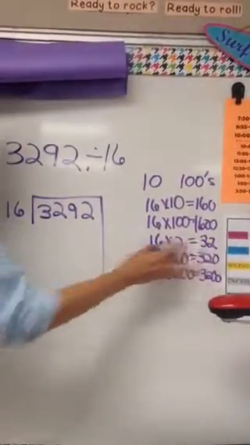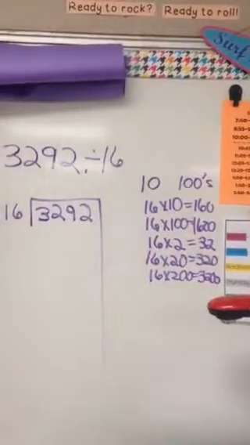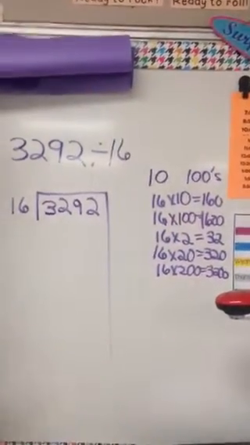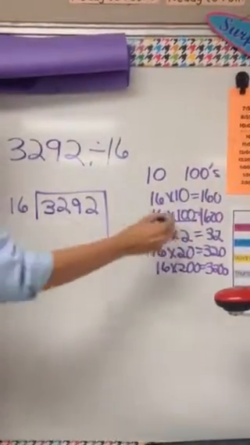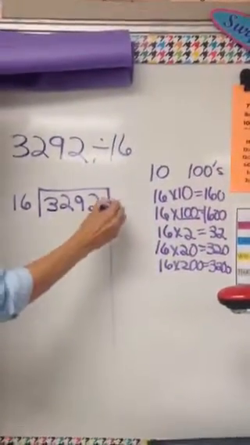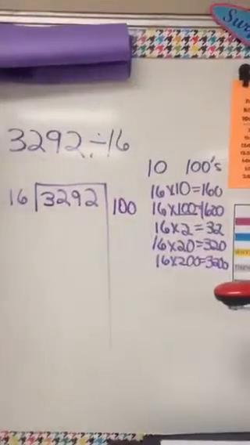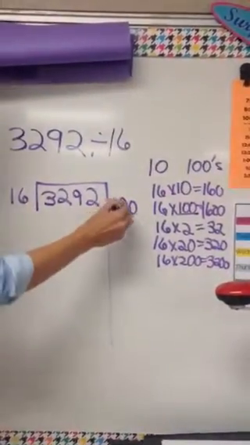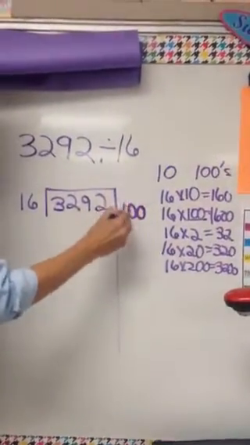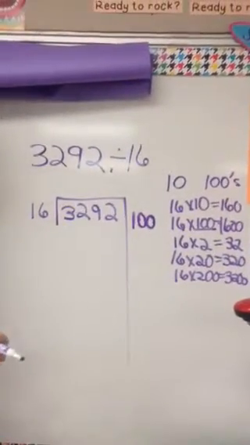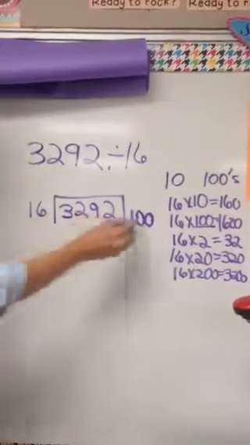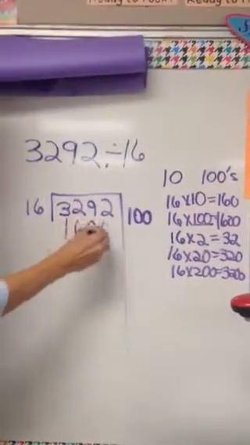Now, let's say I haven't thought that far and I stopped with 100, and I'm going to use 16 times 100 is 1600. Whatever number I multiply 16 by, I'm just going to keep a list over here to the side of my problem, because that is going to be my partial quotient. And once I finish, I'm going to add up all of my partial quotients to get my answer. So 16 times 100 is 1600.